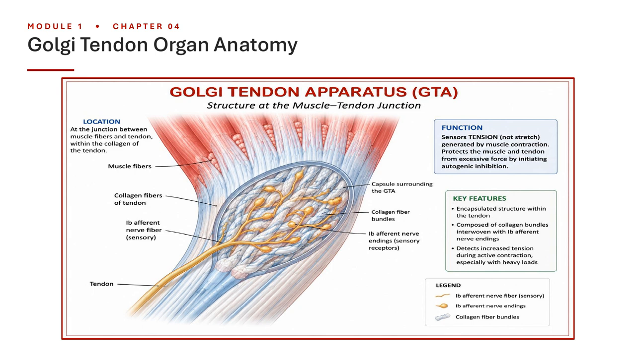Note that the GTO has a much higher threshold than the muscle spindle under passive stretch conditions. It requires active contraction to fire reliably. This is why the IB-mediated reflex doesn't interfere with every small movement. It only engages when tension reaches a level that risks tissue injury.